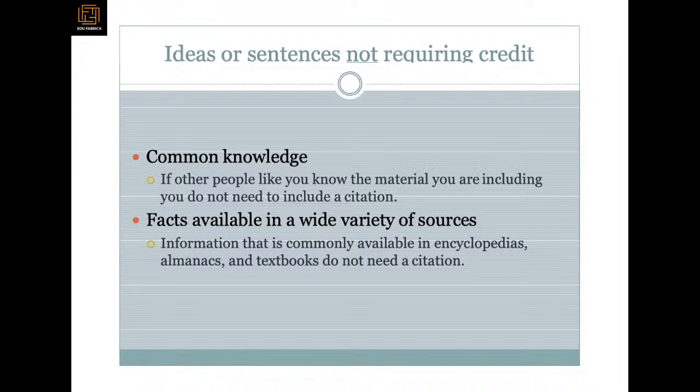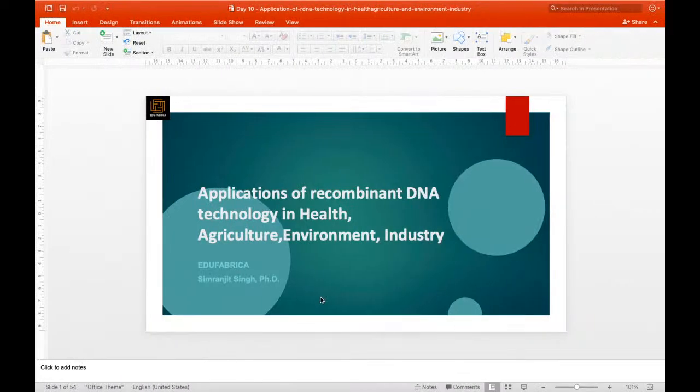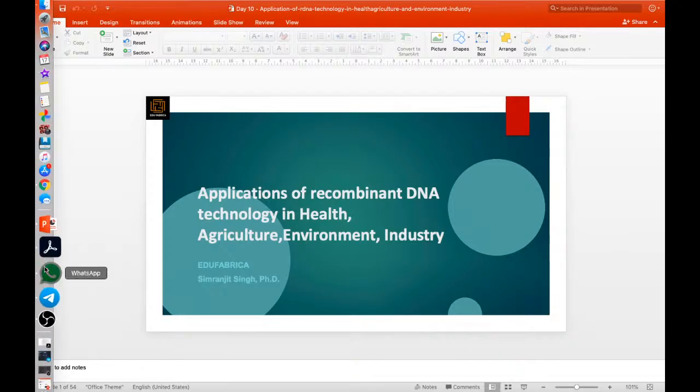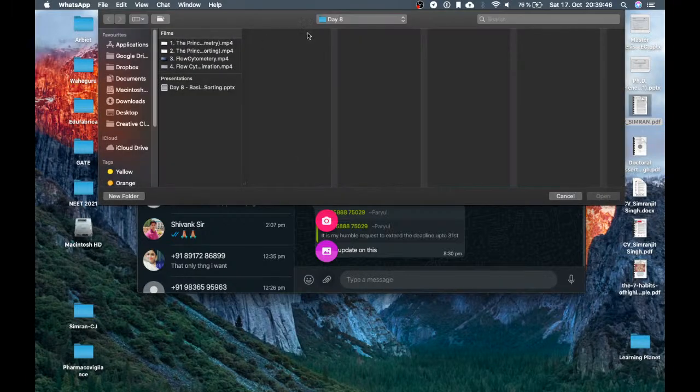Ideas or sentences that are common knowledge, facts available in a wide variety of resources, please maintain that also. So that was about how you can do your research and your studies in a good way.